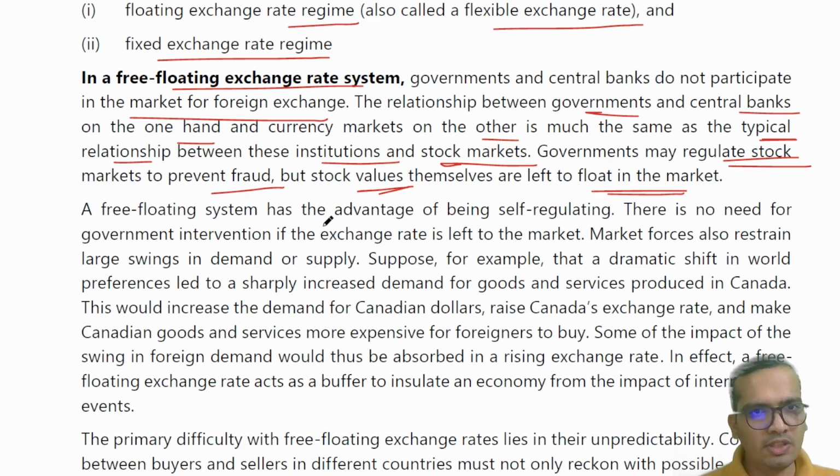A free floating system has the advantage of being self-regulated. There is no need for government intervention if the exchange rate is left to the market. Market forces also restrain large swings in demand or supply.